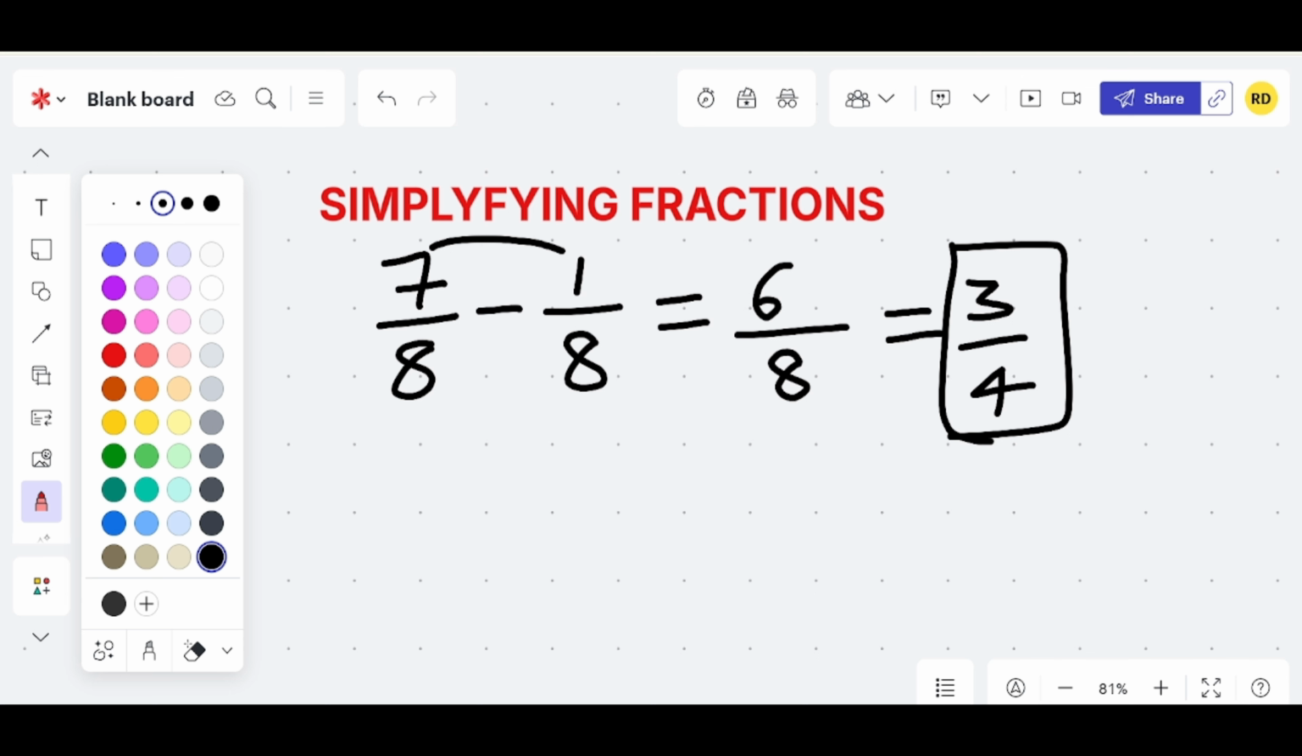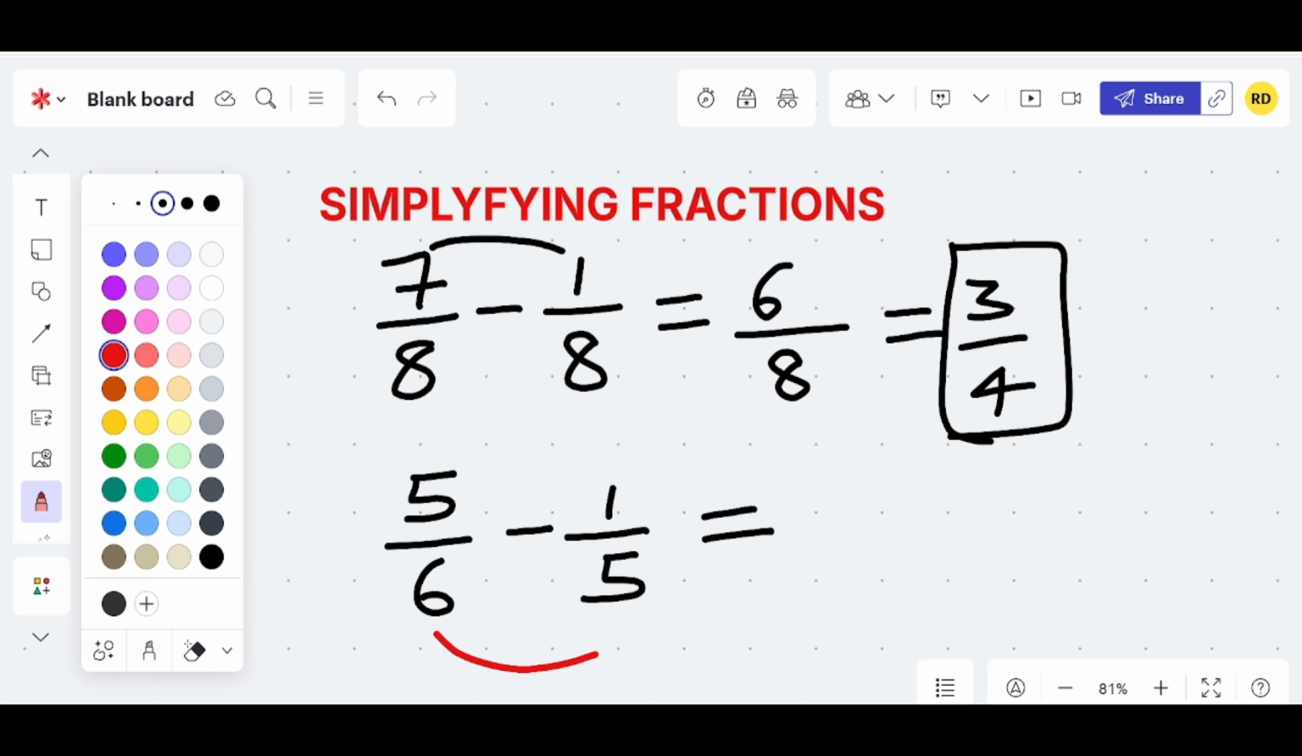Let's take another example. What if the fractions have different denominators? Example: 5 over 6 minus 1 over 5. So what is the answer? Same as addition, you just have to multiply the denominators. So 6 times 5, and you write the answer here. 6 times 5 is 30.